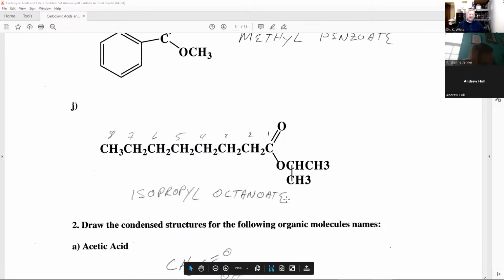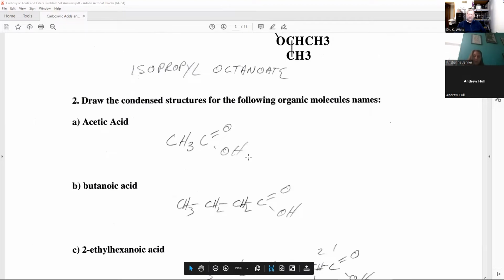All right, the other type of nomenclature problem, draw the condensed structure for the following organic molecules. And there's some common names I asked you to know. Acetic acid, remember that's in vinegar, is the simplest carboxylic acid where R is a methyl.